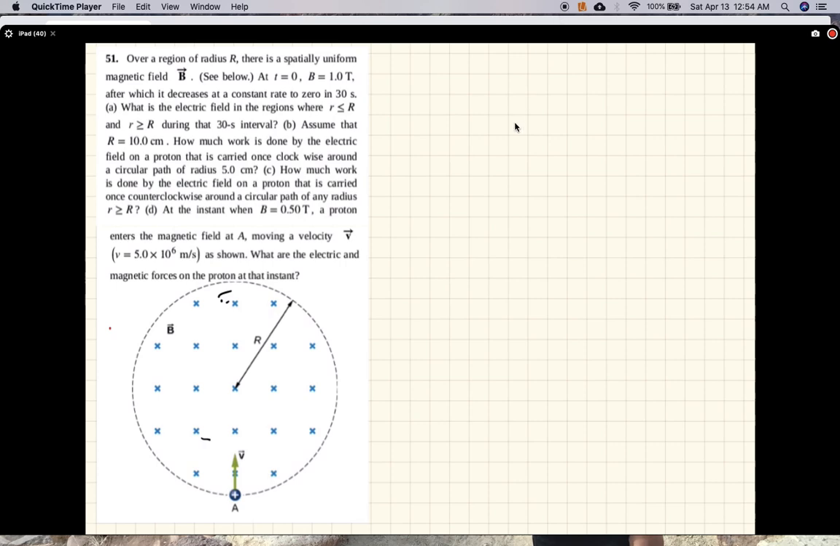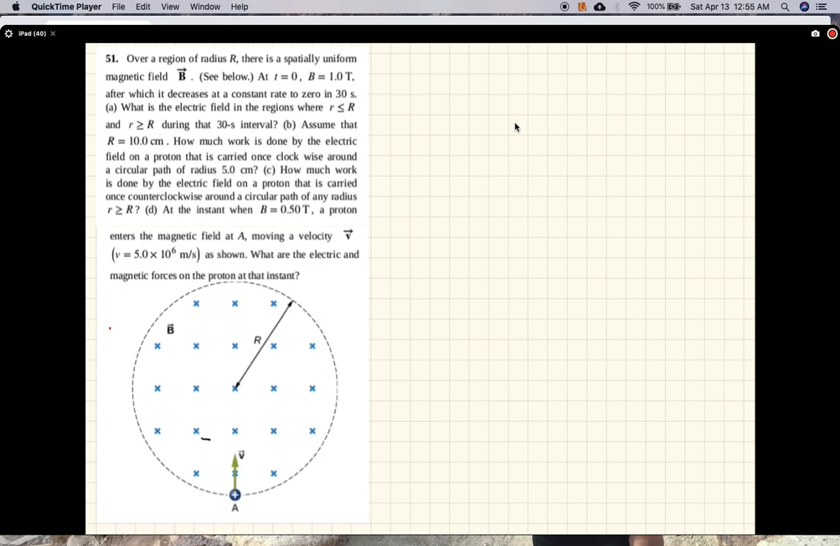So in this problem, over the region R, there is a spatially uniform magnetic field. This magnetic field is uniform, and at t equal to 0, the magnetic field is 1 Tesla, and it decreases at a constant rate in 30 seconds.